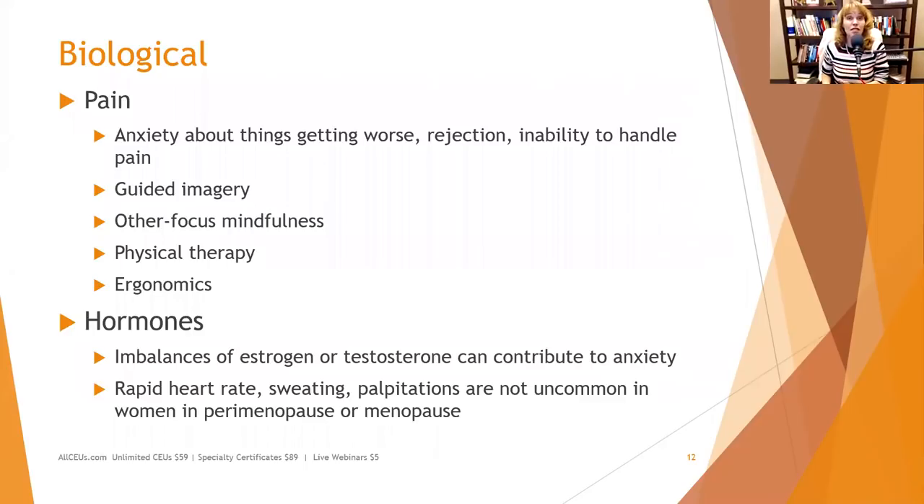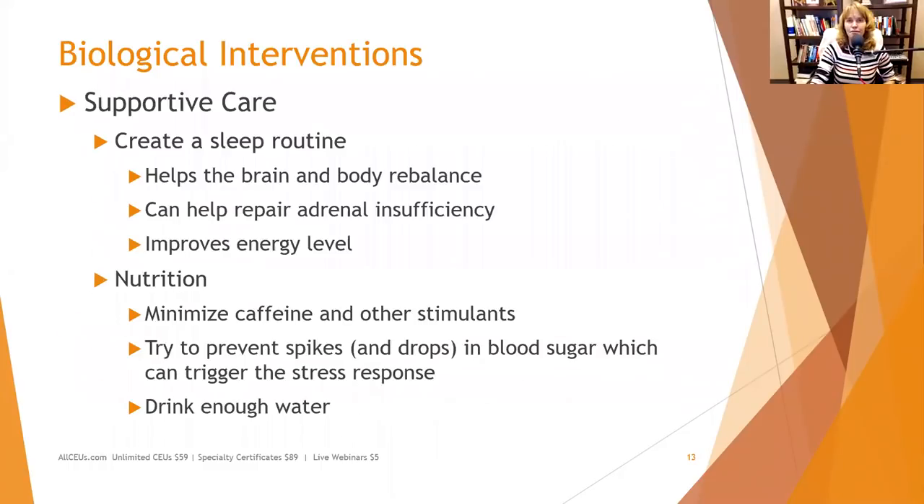Rapid heart rate, sweating, palpitations are not uncommon in women in perimenopause or menopause. So, a lot of women start feeling like they're developing generalized anxiety or something's going wrong, when they start reaching that mid 40s to mid 50s area and they start having some of these symptoms. Again, we're not going to diagnose it, but we do want them to recognize that it may not be anything catastrophic. This is something that a lot of women experience, and help them figure out how to deal with that.